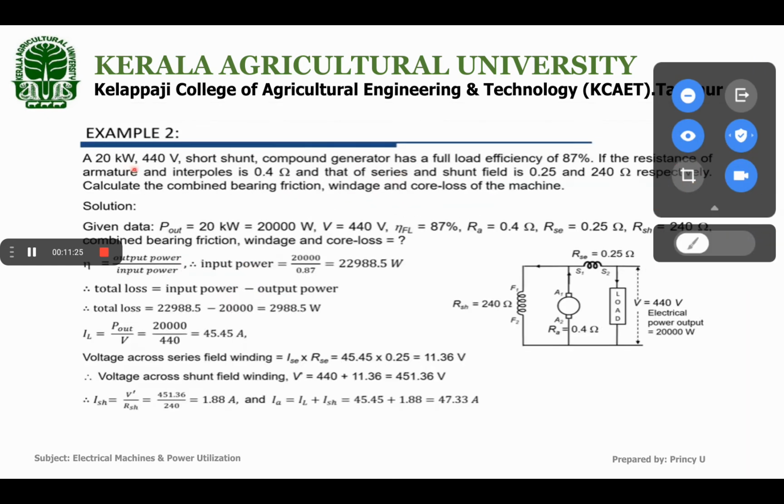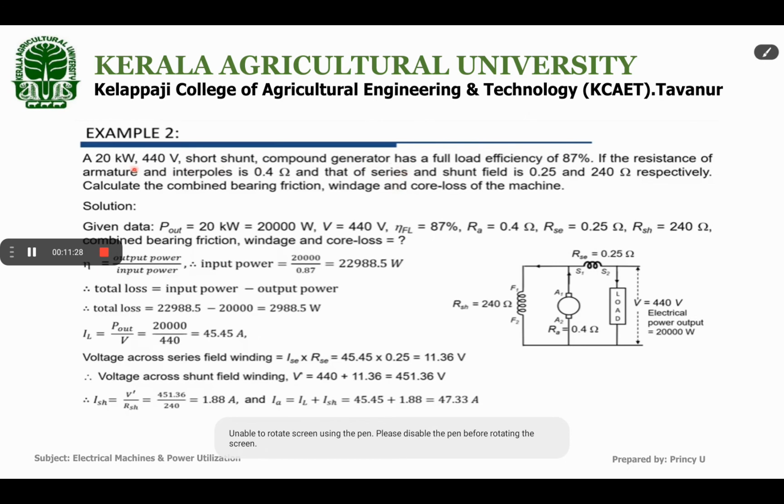Then second question, I will read it. Just a 20 kilowatt, when it is said like that, it is the output; the rated output is what is given to us. So P out is given as 20 kilowatt. So we just convert it into watts: 20,000 watts and 440 volt. So terminal voltage is given. V is 440 volt. Short shunt generator. So it is given as just a short shunt generator.